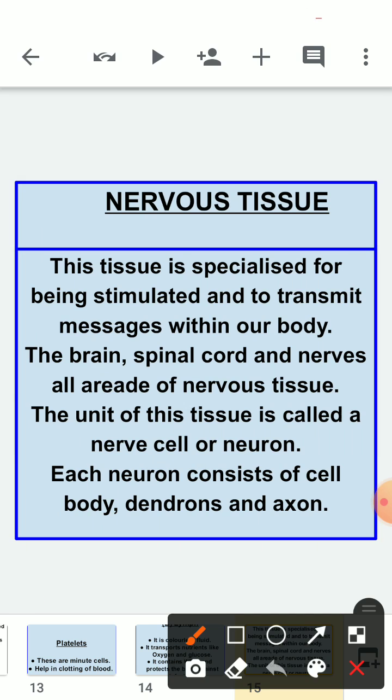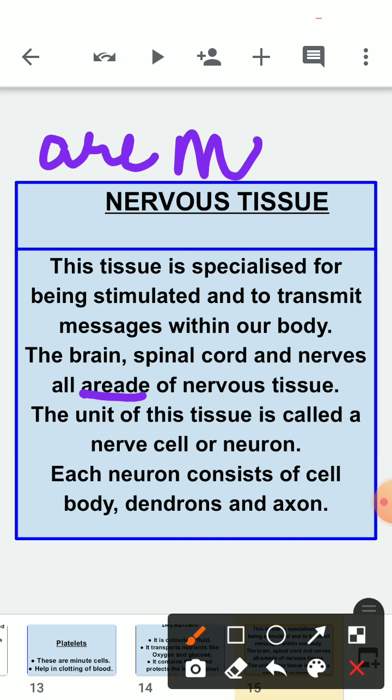Children, here I am making one correction. It should be: all are made of nervous tissue.